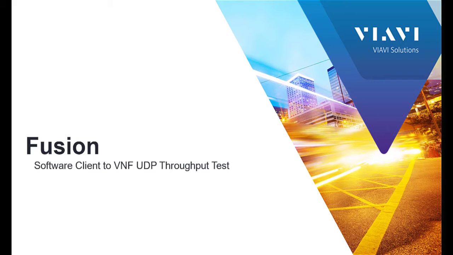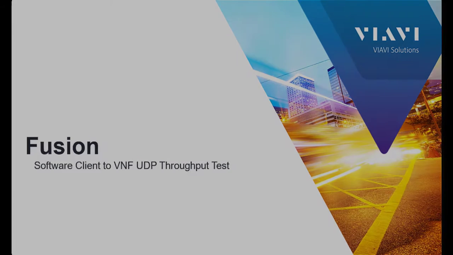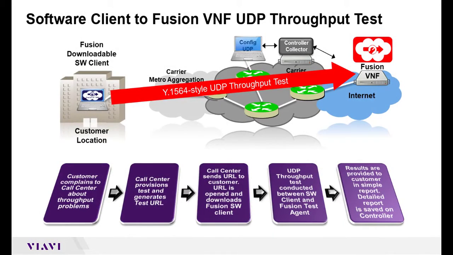In this video, I will demonstrate how to configure a Y.1564 style UDP throughput test to be executed from a downloadable software client to a VIAVI Fusion Test Agent or VNF. The result of the configuration process will be the creation of a UDP throughput test URL that will need to be dispatched to a person conducting the test. It is typically done over email. The test execution procedure itself is demonstrated in a separate quick tip video called Software Client UDP Throughput Test Execution.